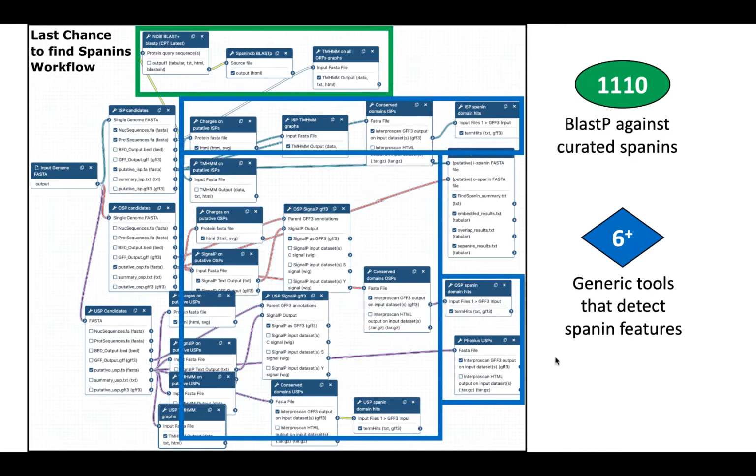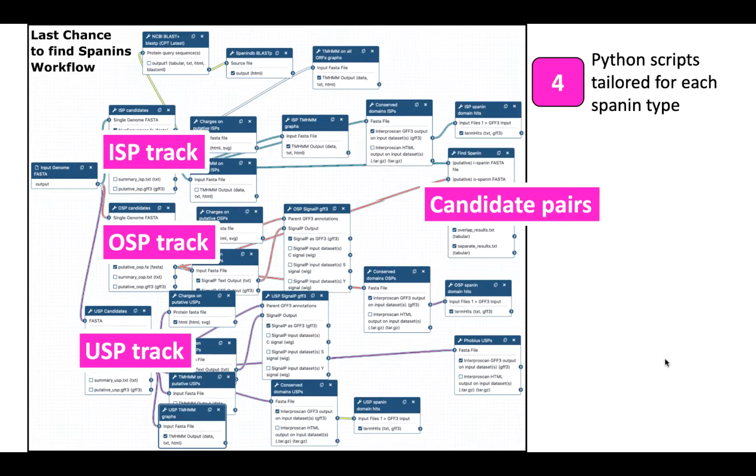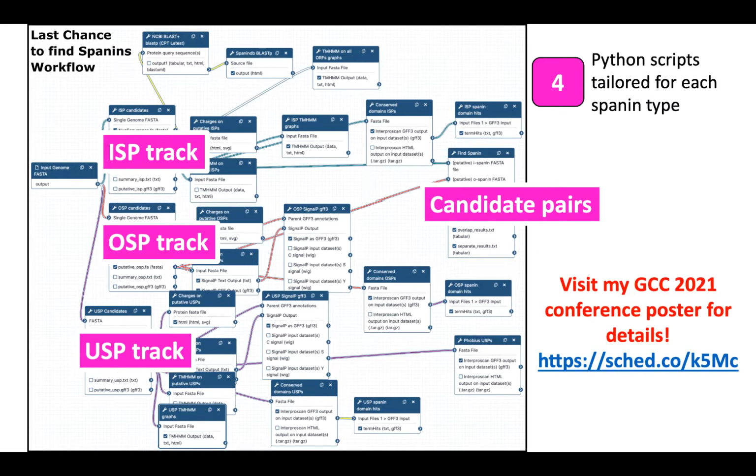It incorporates the BLAST database of curated spanins, as well as the generic tools for looking at spanin protein features, and the 4 Python scripts that are new for each of the different kinds of spanins, as well as pairing I and O spanins. If you'd like additional details on how these work, I would encourage you to visit the poster that we have here at the GCC conference for further discussion.